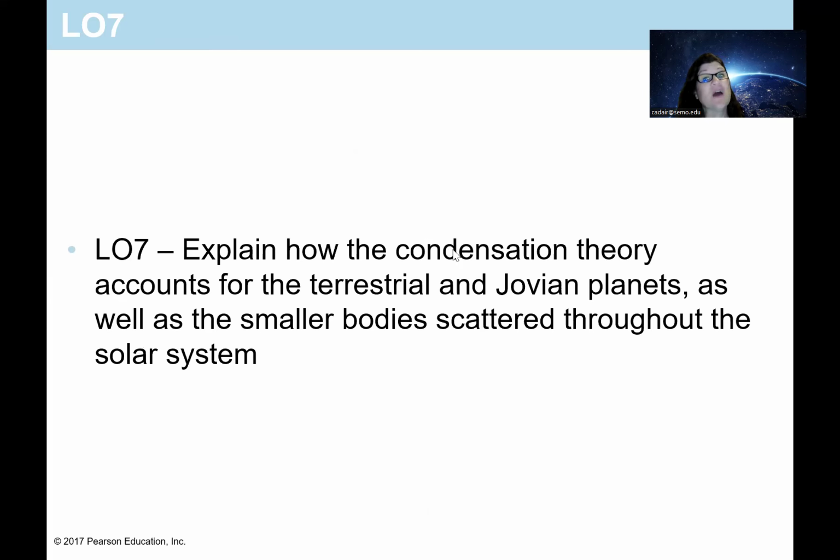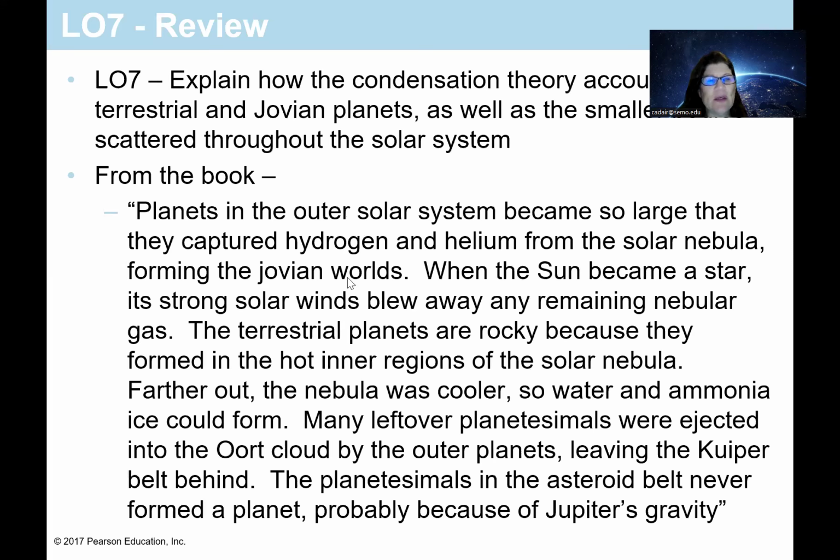Okay, so how does the condensation theory account for the terrestrial and Jovian planets? Also from the book: planets in the outer solar system became so large that they captured hydrogen and helium from the solar nebula, forming the Jovian worlds. When the star became a star, its strong solar winds blew away any remaining nebular gas. The terrestrial planets are rocky because they formed in the hot inner layers of the solar nebula.